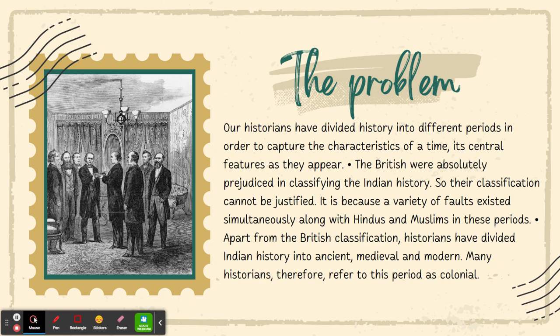Their classification cannot be justified because a variety of faiths existed simultaneously among Hindus and Muslims in these periods. Now let's take an example. If I take a specific period, up in the north a ruler of one religion would rule, while in the south a ruler of a different religion would rule, and their whole population would not be of a single religion, right? We cannot hence classify that. Also, many historians therefore refer to the British period as colonial and not as modern, because when we want something to be classified as modern, we want the population's state of mind to be non-stereotypical and modern, but that was not the case in India.